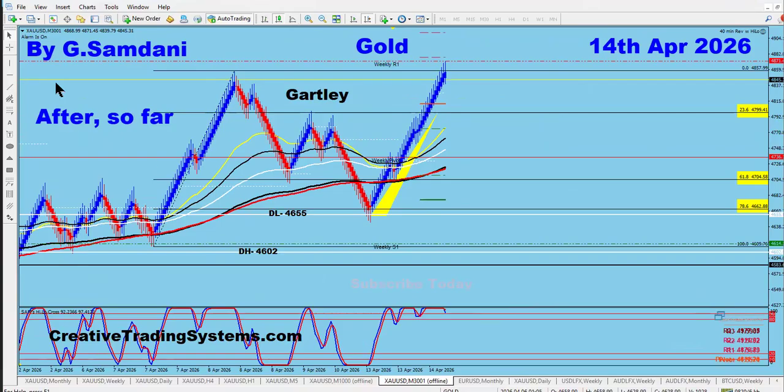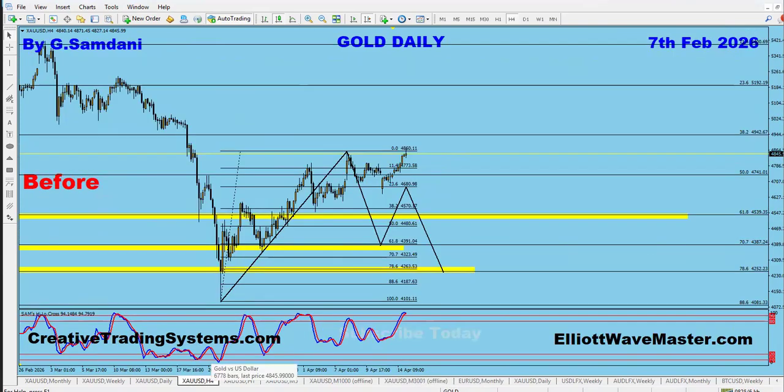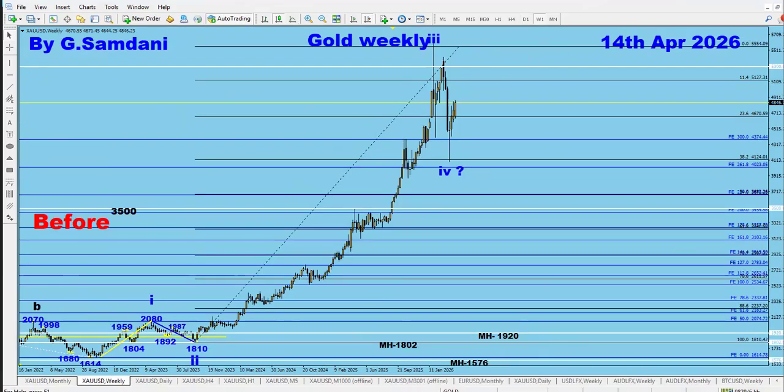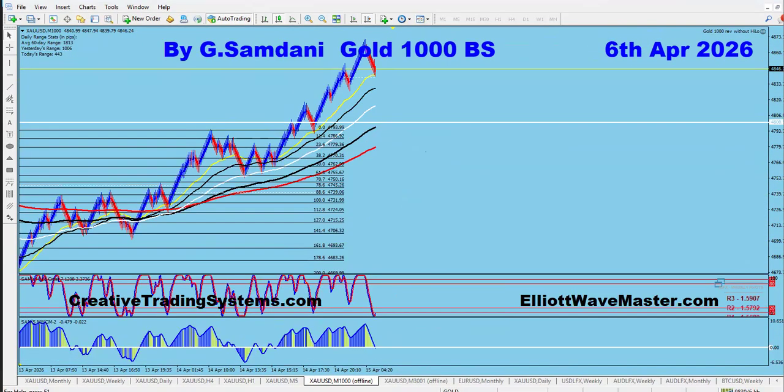Let me just go and see where I have it. I have the daily range indicator somewhere. It's not here. It's right there. See the daily range indicator? It is telling me that the average 60-day range is 1800. Yesterday it did 1000. Today so far it has done 440. So 440 out of 1800.